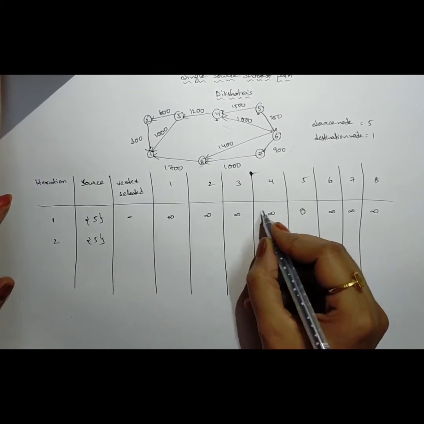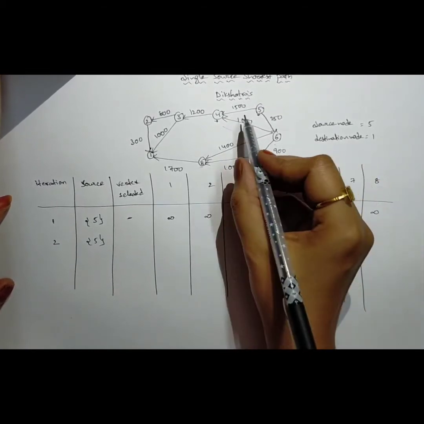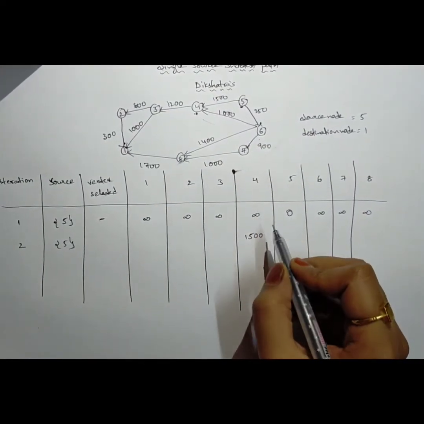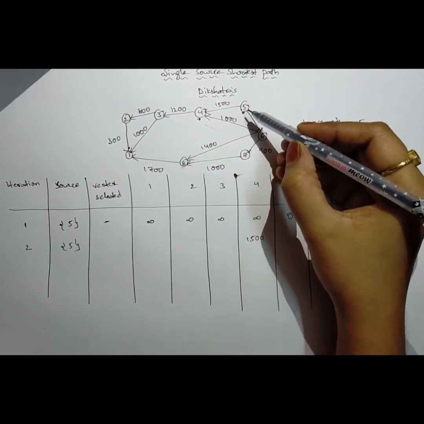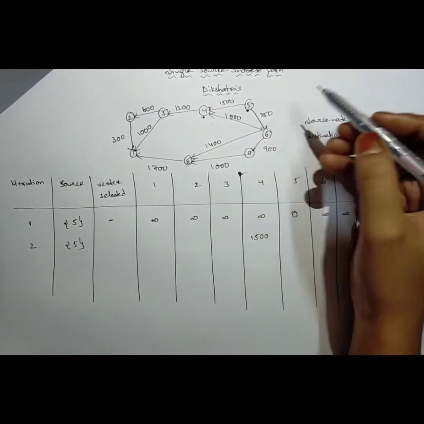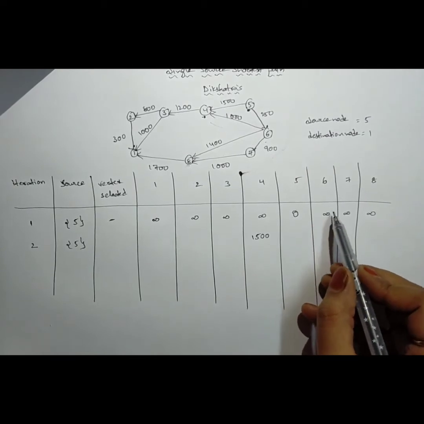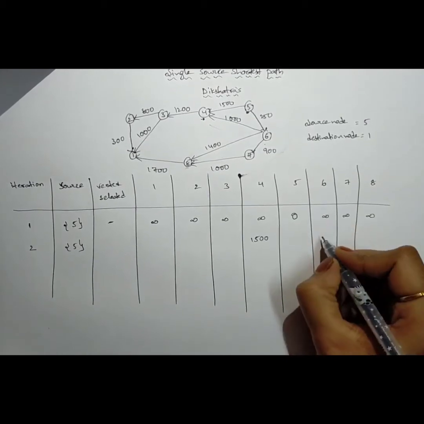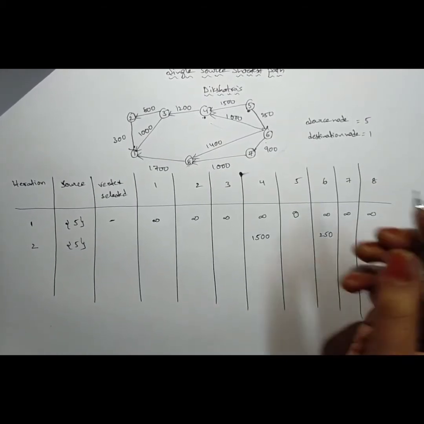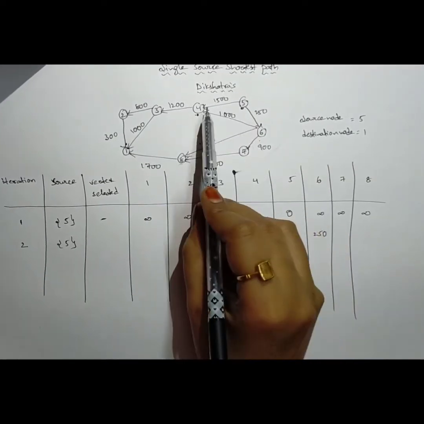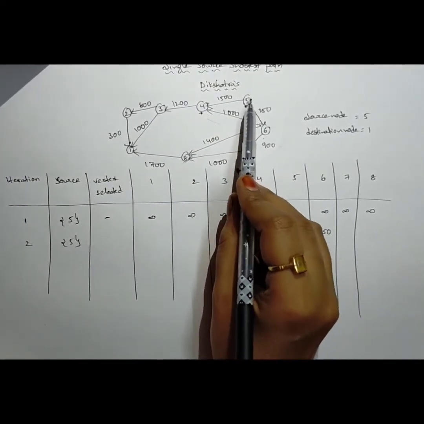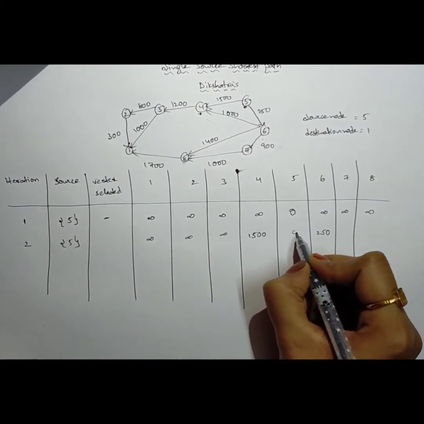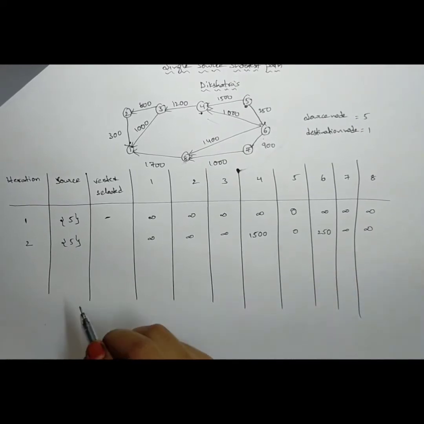See, 5 to 4 we have a distance of 1500. Here the 4 value is placed as infinity. As 1500 is smaller than the infinity value, I am replacing the infinity value with 1500. And we have an edge from 5 to 6 with distance 250, but the 6 value is represented as infinity. 250 is smaller than the infinity value, so I am replacing this infinity value with 250. We have seen both the nodes which are directly connected to the source node 5, and the remaining values are represented the same.